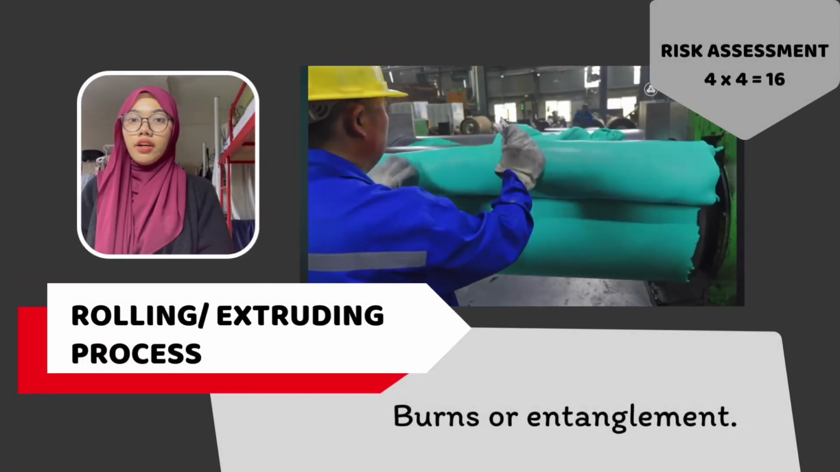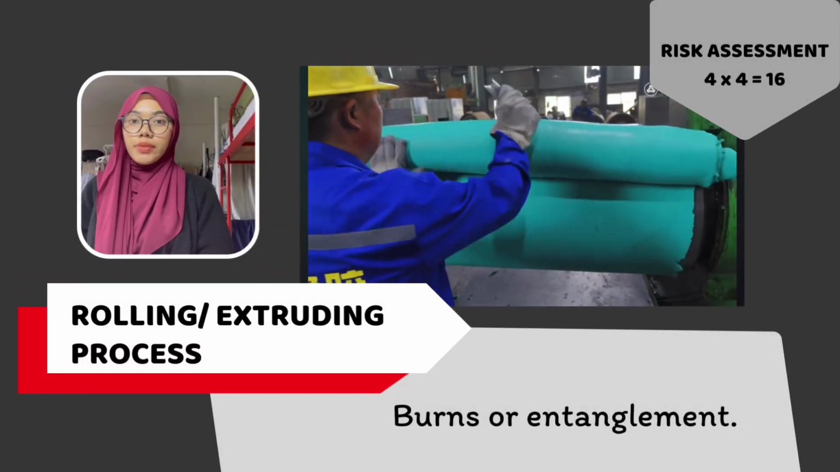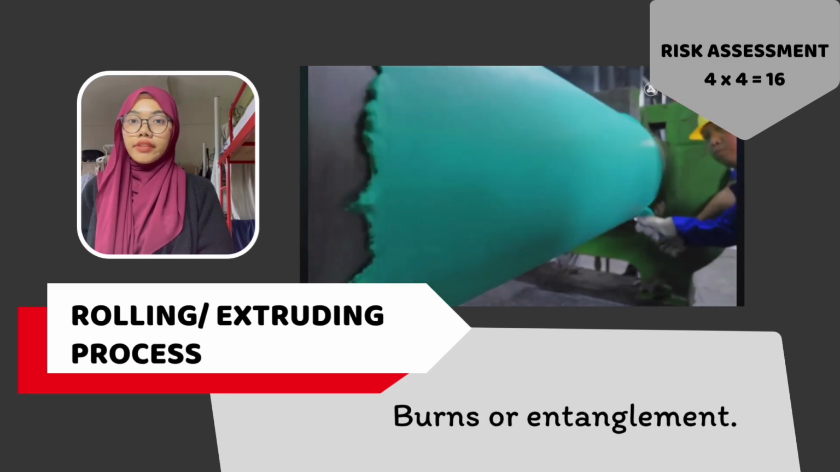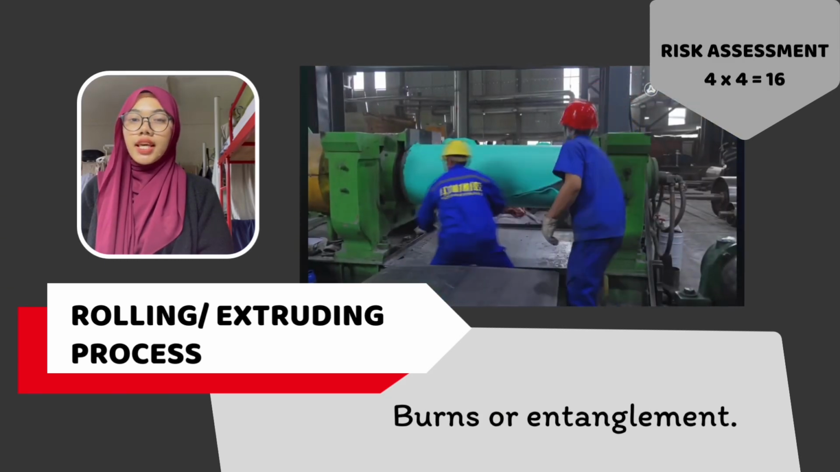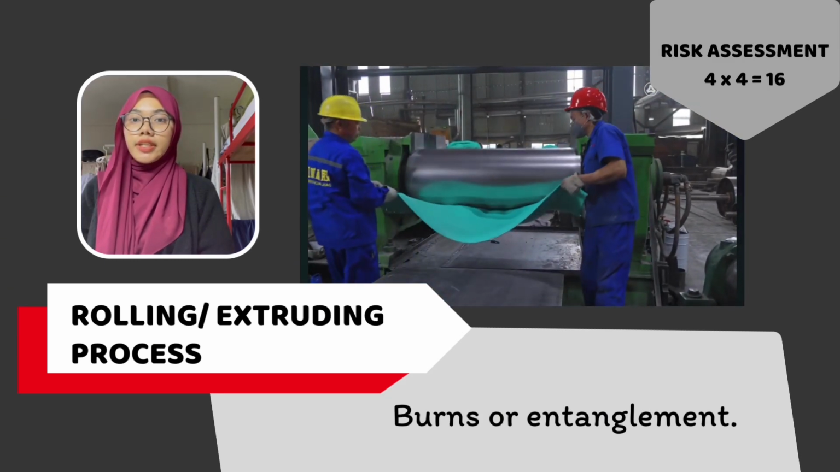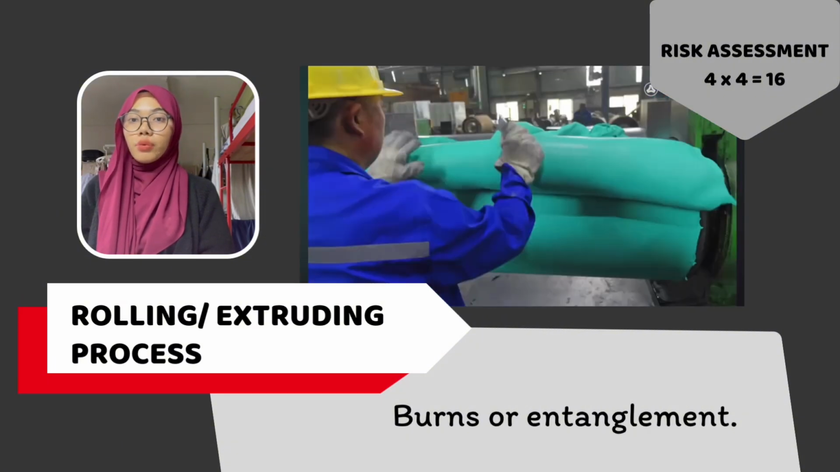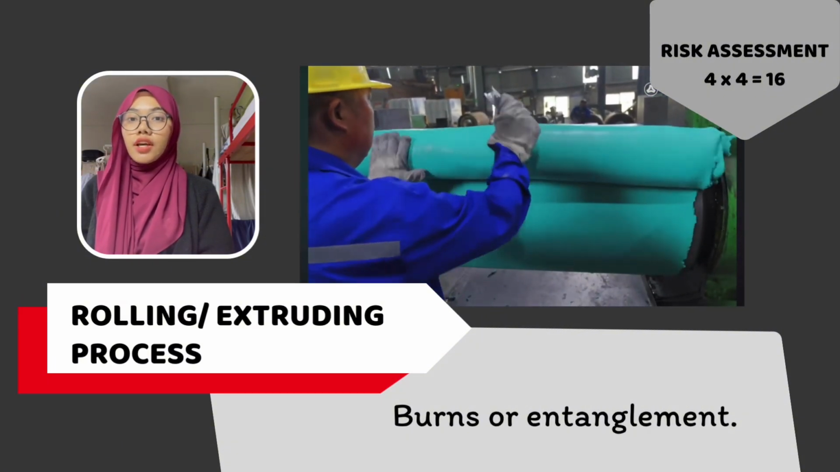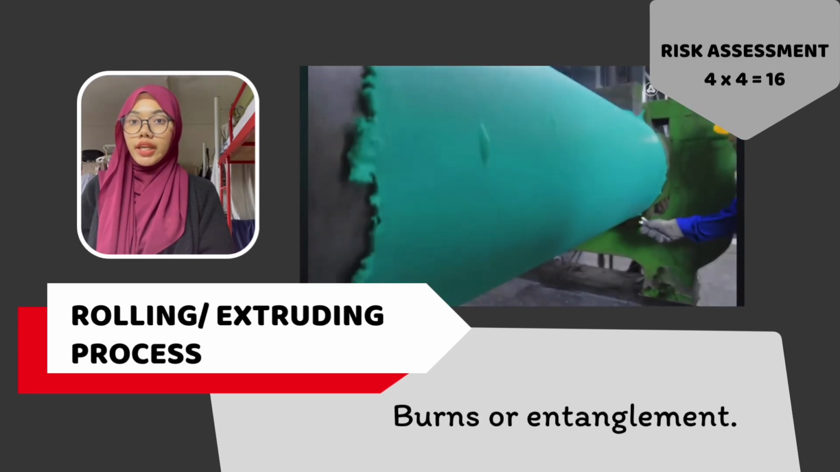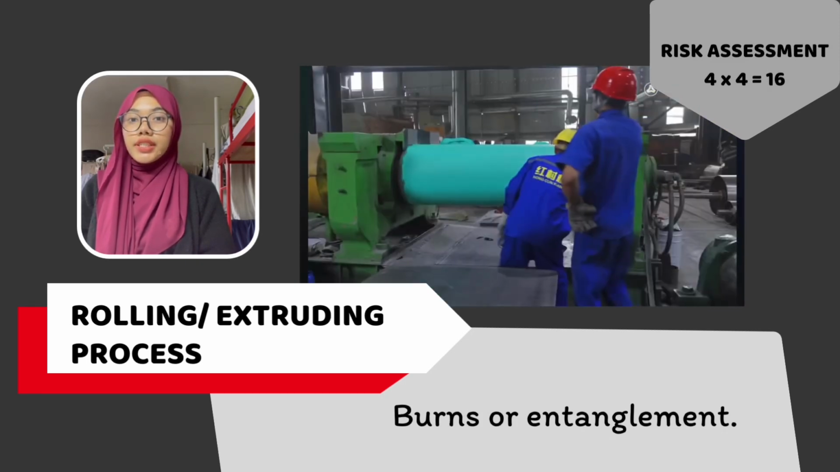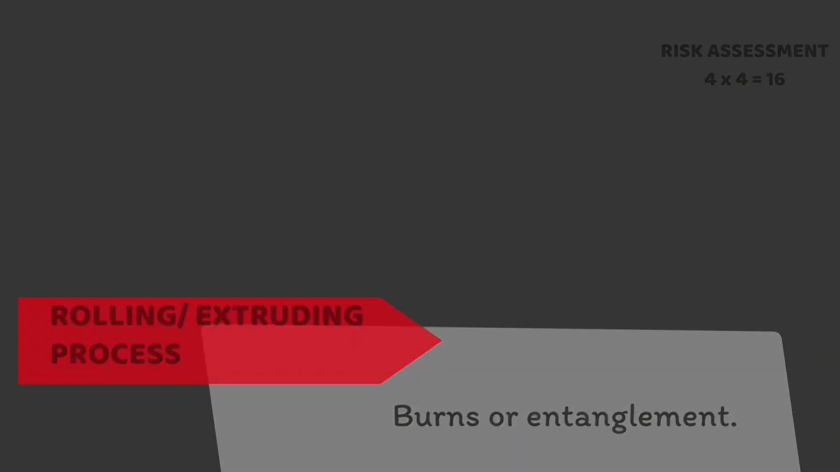Second is the rolling or extruding process. This process presents a physical hazard involving moving machine parts and hot surfaces. The risks include burns and possibly entanglement with the machinery. This process has a likelihood of 4, which is likely to happen, and a severity of 4, which can cause major injury, and it also produces a high risk score of 16.